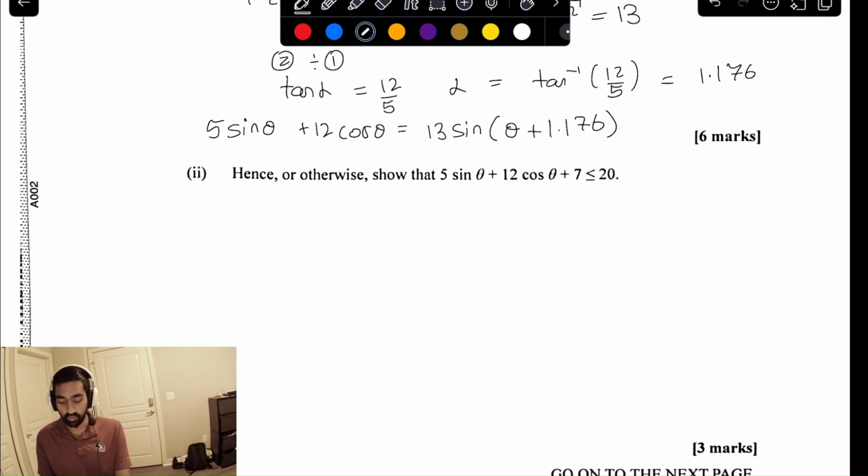Part 2 asks us to show that 5 sine theta plus 12 cosine theta plus 7 is less than or equal to 20. So usually when you have this question and the next part is some kind of inequality, you have to use the first part.